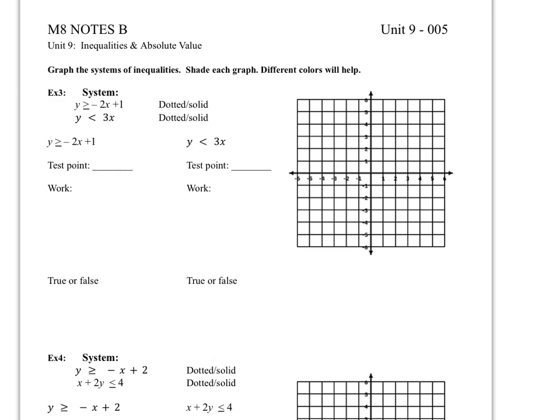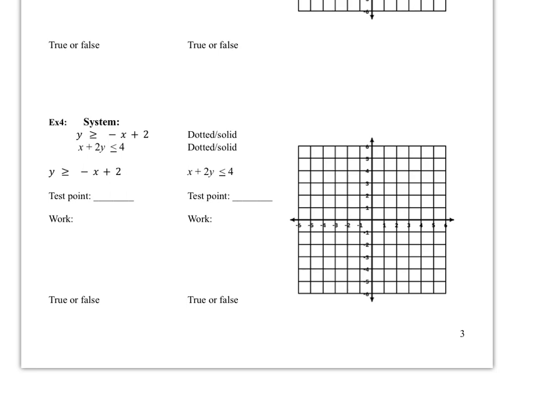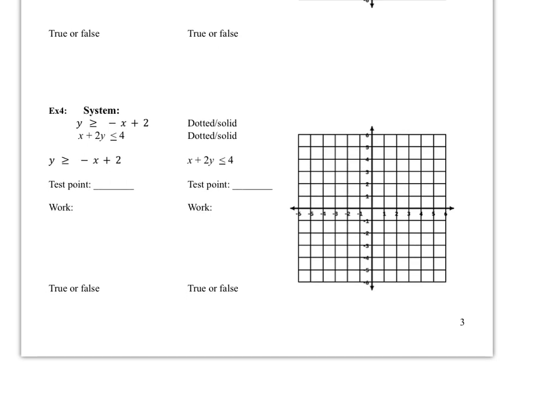So on page 3, I'm actually going to start with example 4, so let's go down to that one. If we start with the first inequality, I notice that it's greater than or equal to, and so that means that it's going to be a solid line. And the second inequality has less than or equal to, which means that one's also going to be a solid line. So my first inequality, I notice, is in slope-intercept form. So I'm going to graph that beginning at the 2.